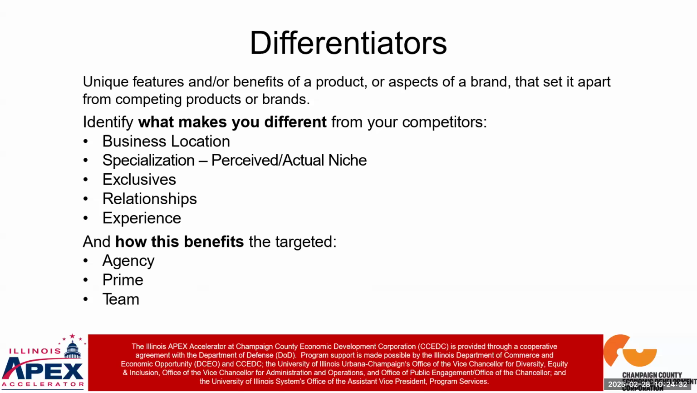Okay, so in identifying what makes you different from your competitors, maybe it's your business location. Maybe you're strategically located. Maybe you are located close by to an agency, which makes it convenient for them. Again, maybe it's a base and they like the idea that you can respond quickly. Maybe they're looking for a 24-hour turnaround on a maintenance contract. You're located strategically so that you could provide that. So business location can be a differentiator.